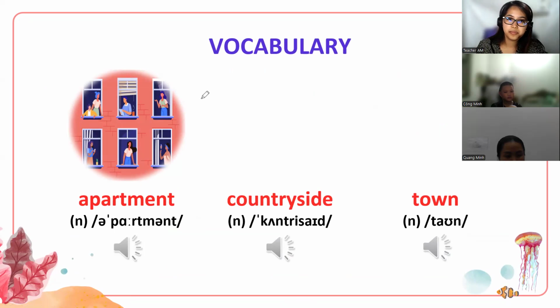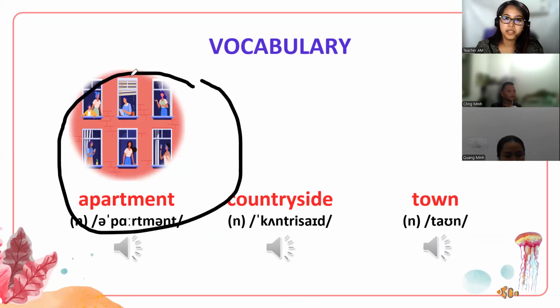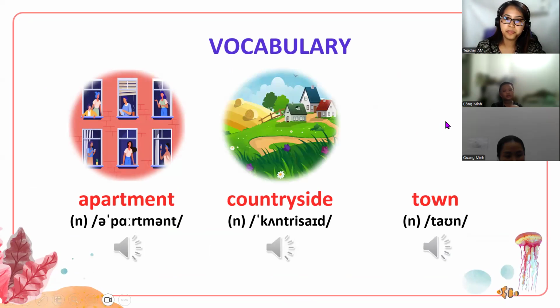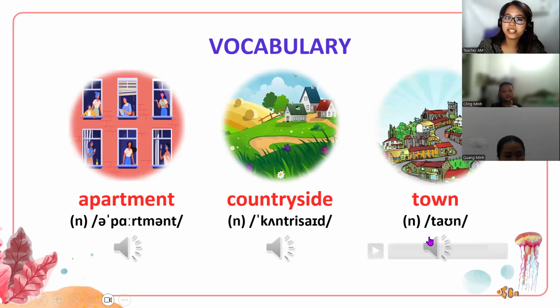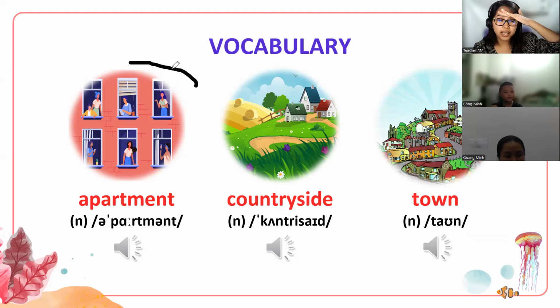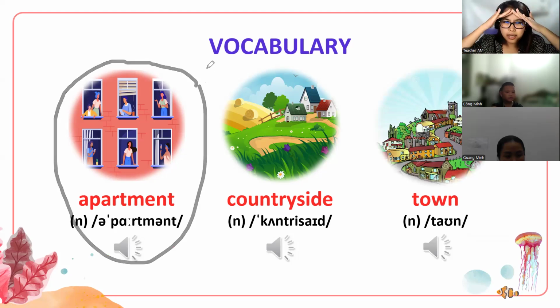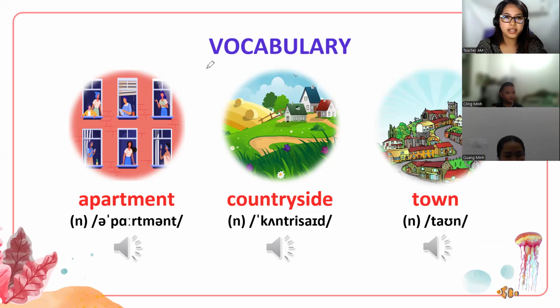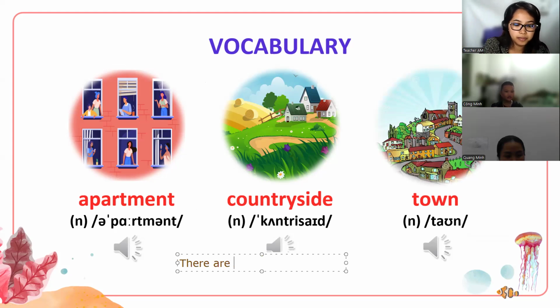Apartment. Apartment. Very good. Countryside. Countryside. Nice. Town. Town. Very good. Now look at the building. How many apartments can you see? It's six apartments. Yes. Say there are. There are six apartments. Okay, one more. Apartment.